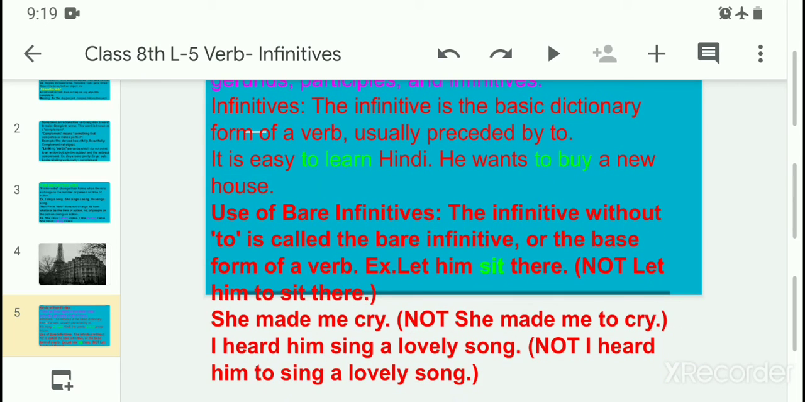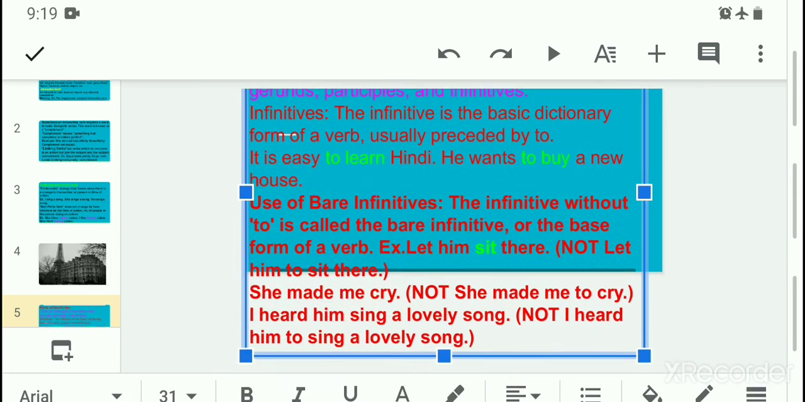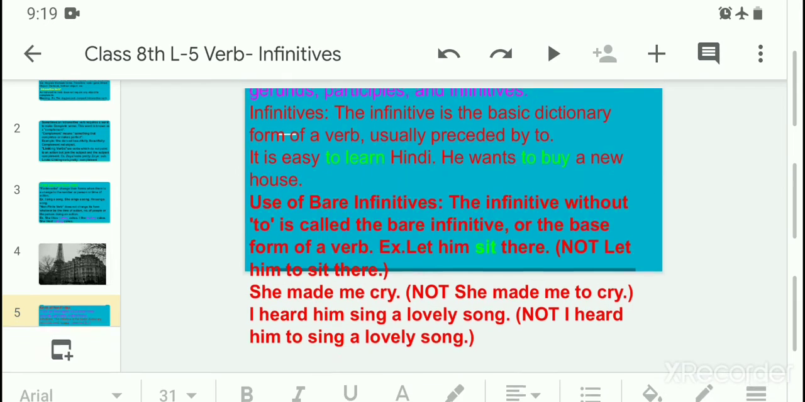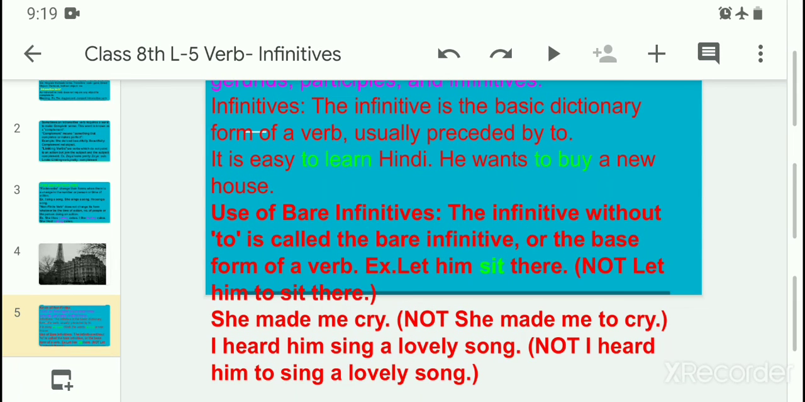Next, use of bare infinitives. What is a bare infinitive? The infinitive without to. With to is the infinitive, without to is the bare infinitive, right? Or the base form of a verb. For example, let him sit there. Not let him to sit there. Not to sit, only sit. Let him sit there. So sit is the bare infinitive without to.